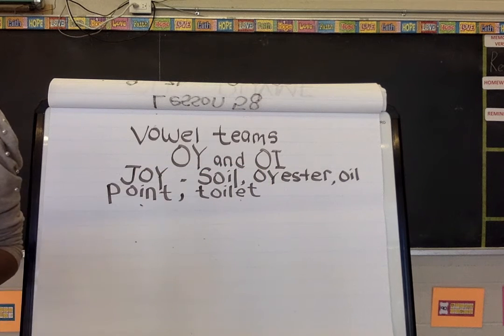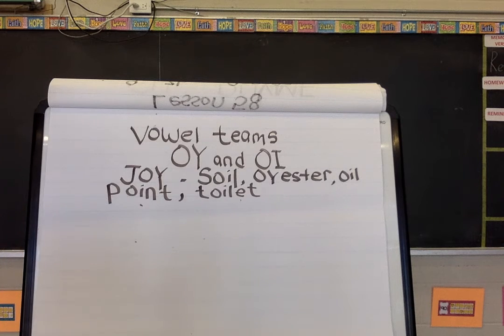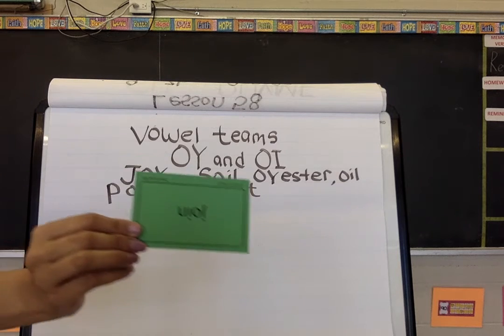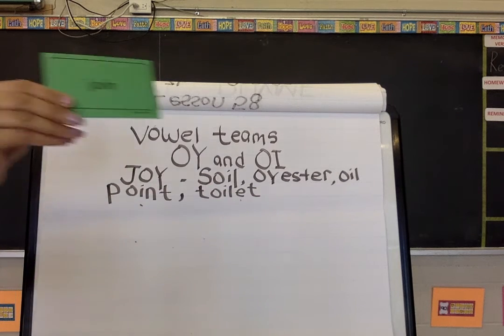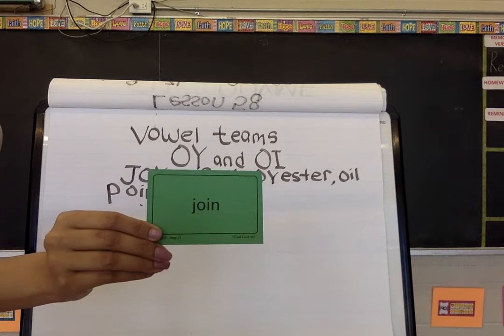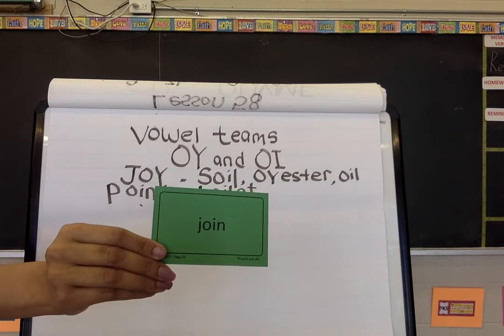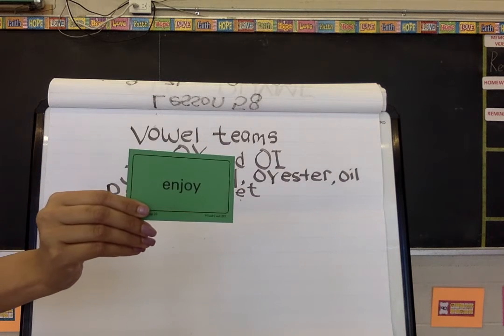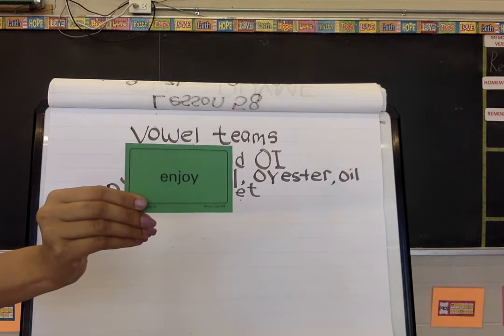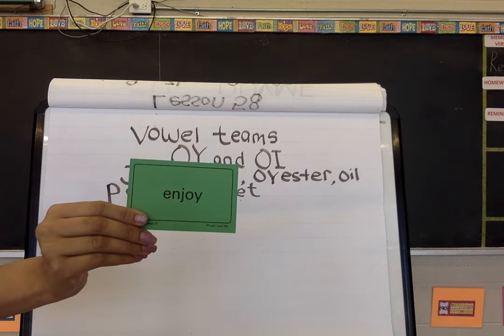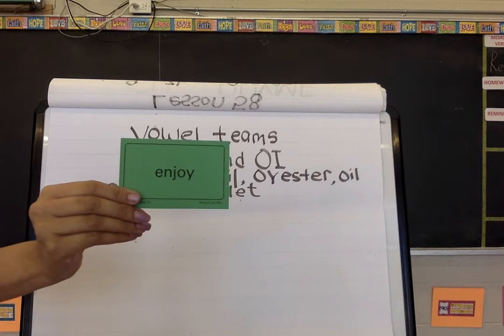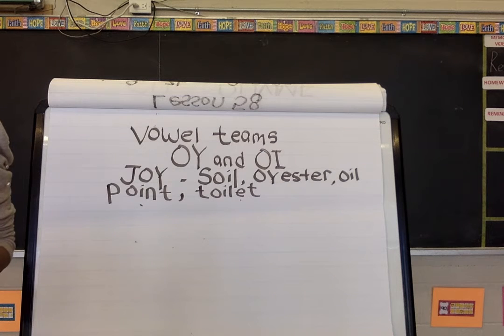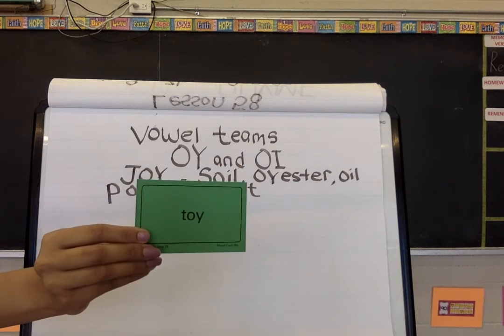So your second word for this week is, and I dropped the card, so let me grab it first. Okay, so the word is, and I'm holding it the wrong way, join. The second word is join. The third word on the list is enjoy. Enjoy. And look, we have OY at the end. Okay? Enjoy. Next one is toy.